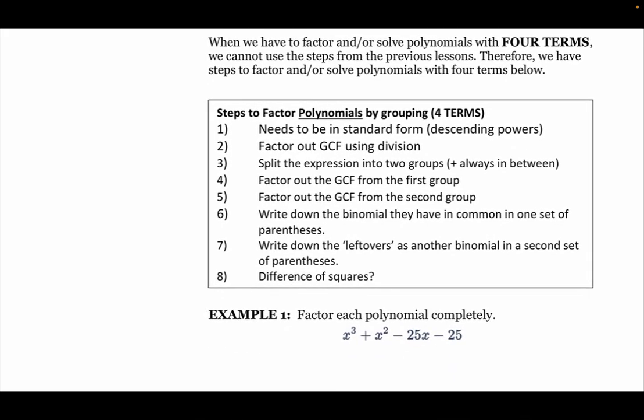How do we do that? We can't use the same tricks that we did for binomials and trinomials. Some of them we can. Difference of squares we can, but that's way down the list, okay?